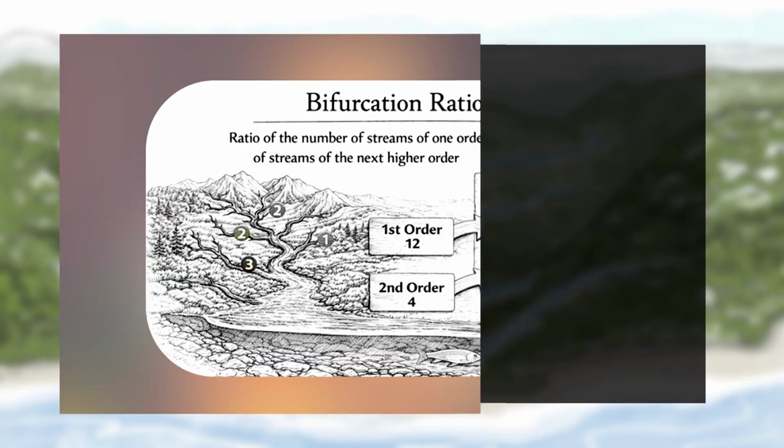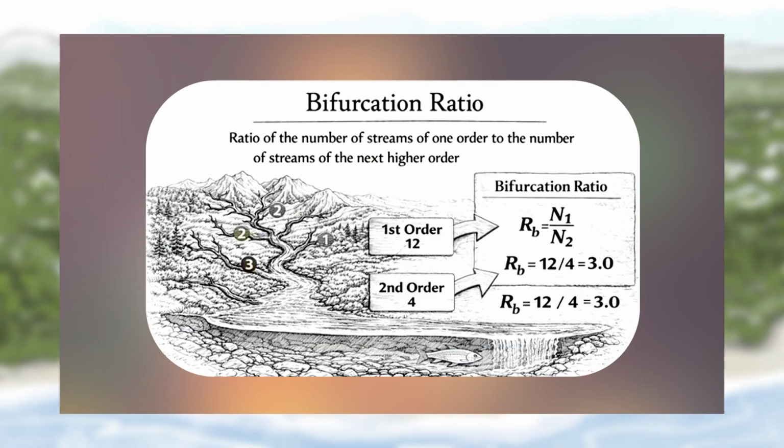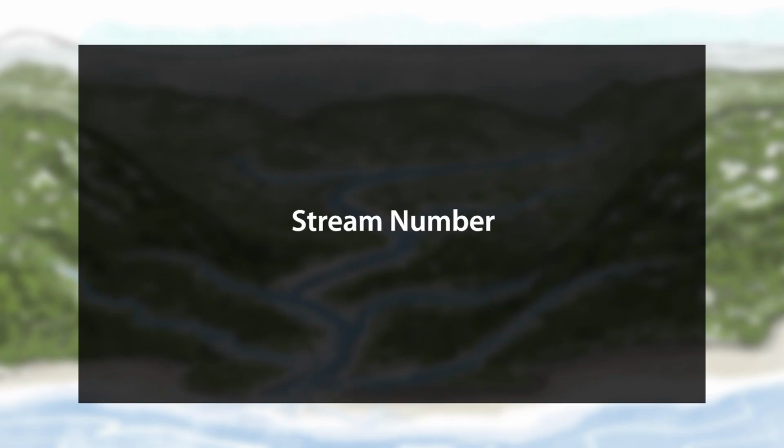Higher order streams drain large areas and help to calculate various drainage basin morphometric laws, such as bifurcation ratio, which is the ratio of the number of streams of one order to the number of streams of the next higher order. This ratio is an indicator of geological control and texture of the drainage network. Now, stream number.